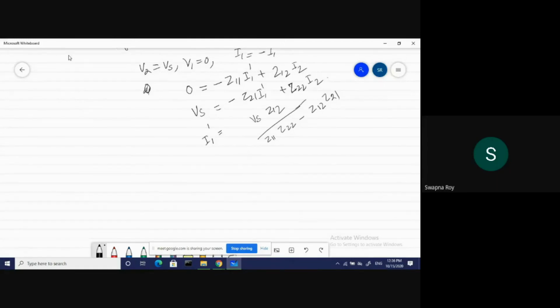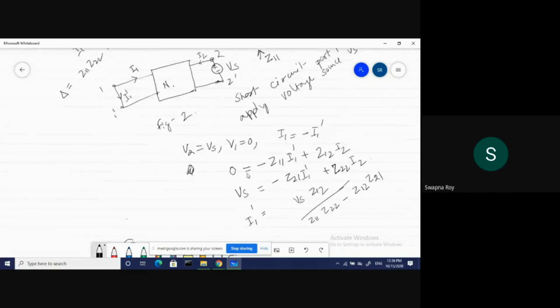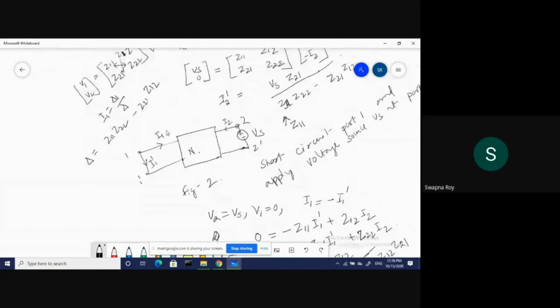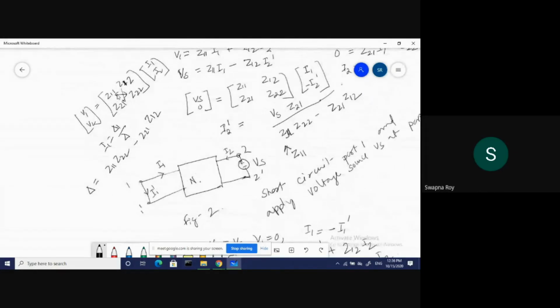So comparing, it will be plus. Which one will be Z? Z11 Z22 plus Z12 Z21, because there it is always minus Z21. The matrix is always cross multiplication: Z11 into Z22 minus Z12 Z21. Before Z21 there is a minus, so minus minus will become plus.